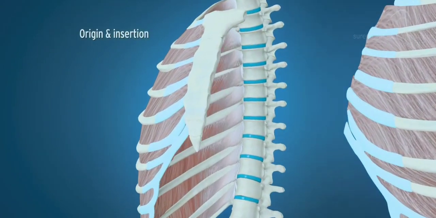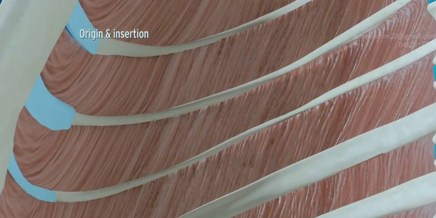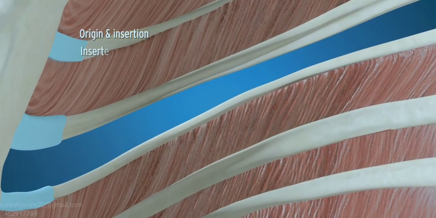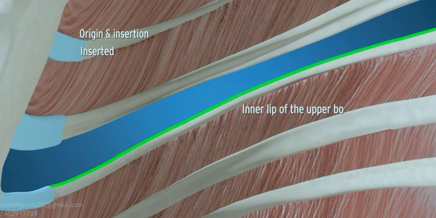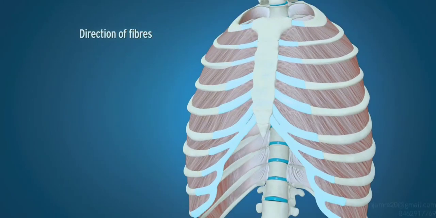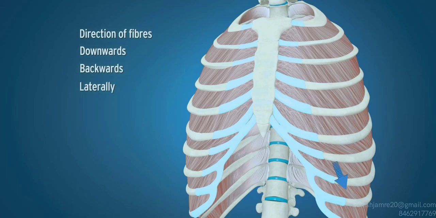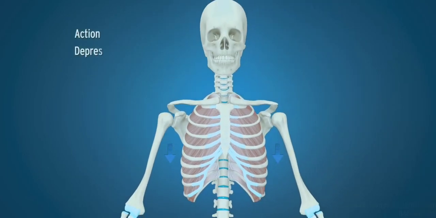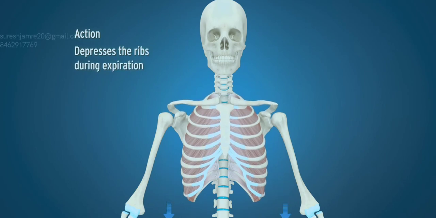Origin and insertion: arises from the floor of the costal groove of the rib above the space and is inserted into the inner lip of the upper border of the rib below. Direction of fibers: the fibers are directed downwards, backwards and laterally. Action: depress ribs during expiration.